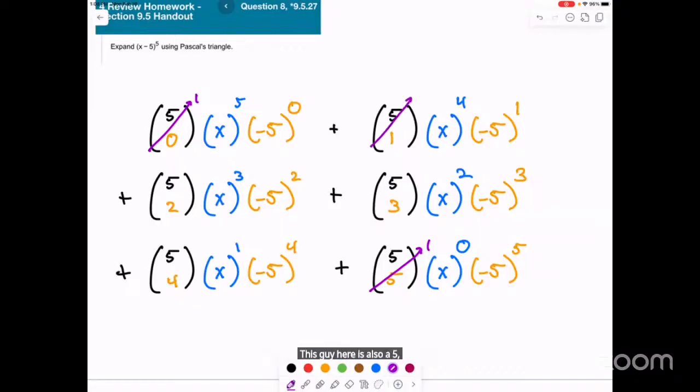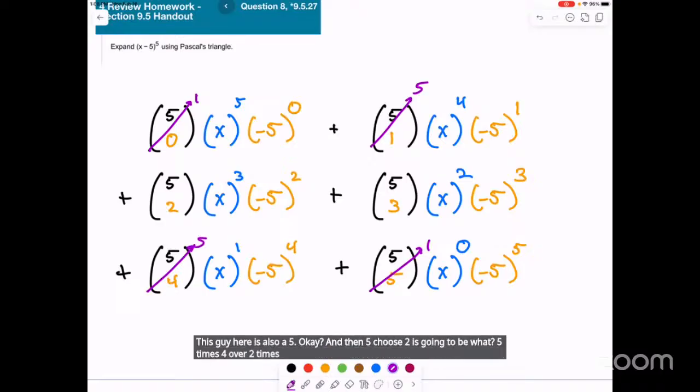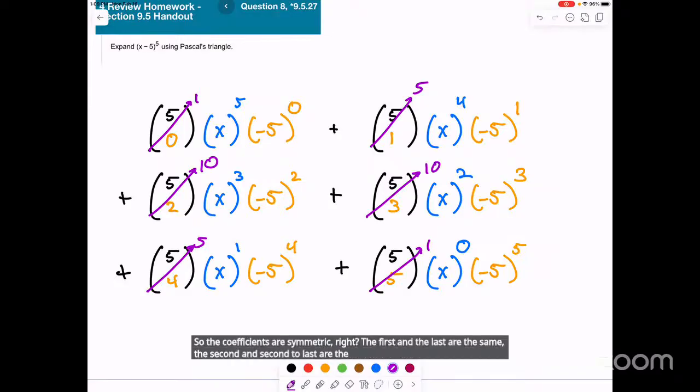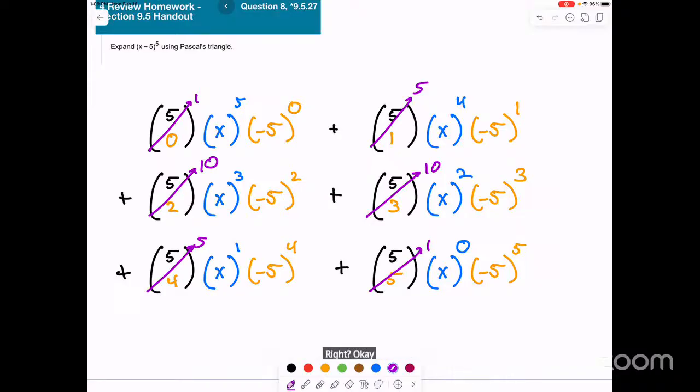Okay. And then 5 choose 2 is going to be what? 5 times 4 over 2 times 1. So that's a 10. So this one is 10. This one is also 10, right? So the coefficients are symmetric, right? The first and the last are the same. The second and second to last are the same. The third and third to last are the same, right? Okay. So let's keep going.